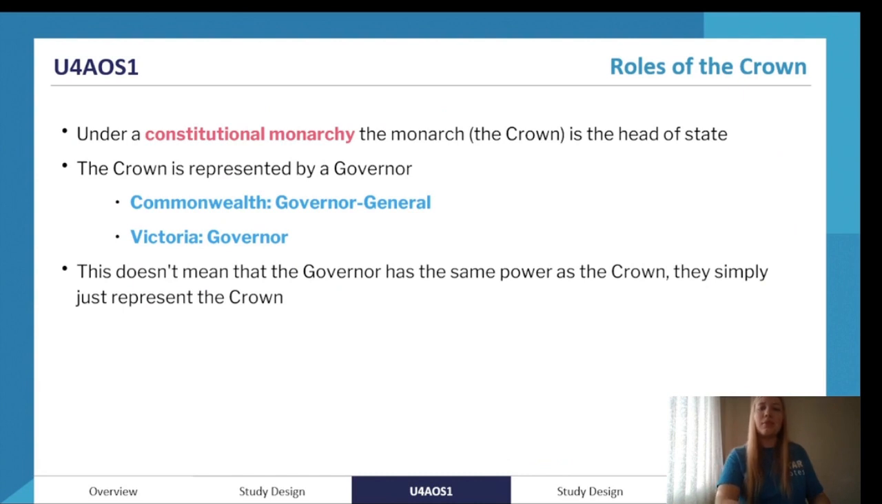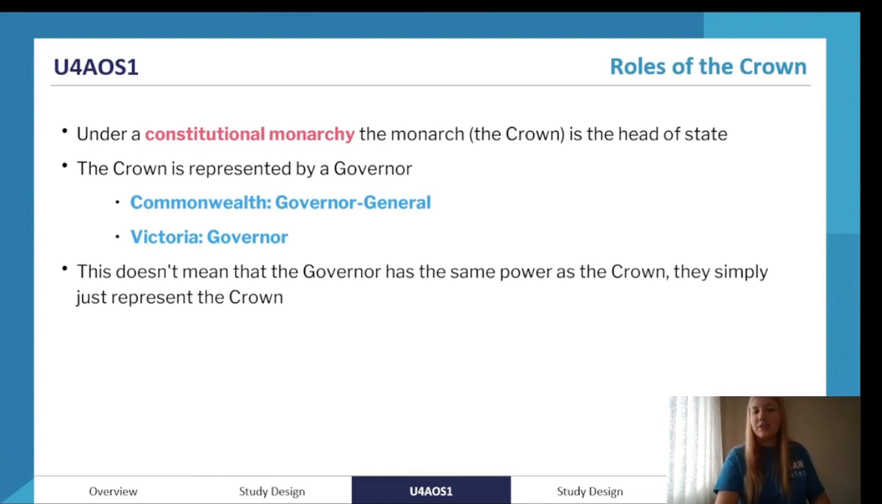Having a look next at the roles of the crown. Essentially, when we talk about this, we're talking about what does the governor general do? Because the crown is represented by the governor general. So it's not actually the monarch, not the crown, doing all of these things. We have a constitutional monarchy in Australia, which means that we have a constitution and we have a monarch, the crown, very self-explanatory, good term. And the crown is the head of state, and it has its representative at state levels and Commonwealth levels.